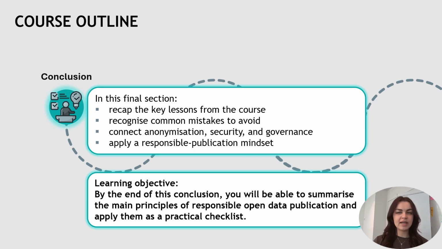Could people still be identified? Has the data been handled securely? Has the risk been assessed? Has the decision been documented and reviewed? And is open publication really the right outcome? All of these questions point to one central idea. Responsible open data is not only about release, it's about judgment.